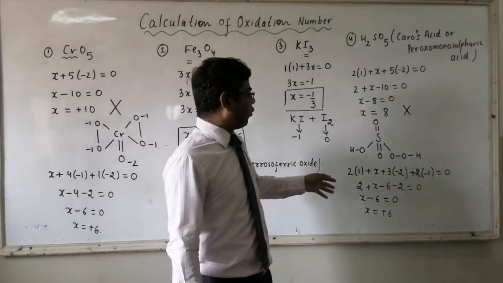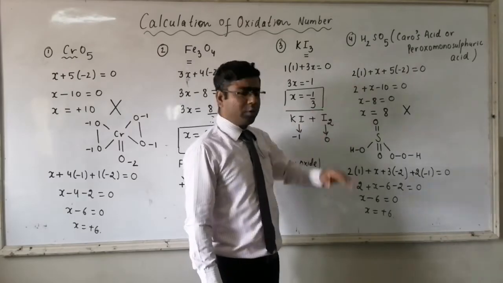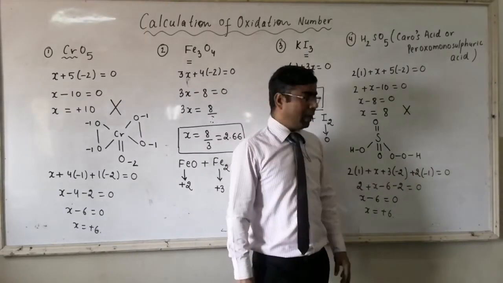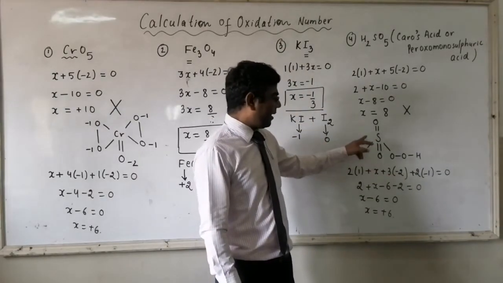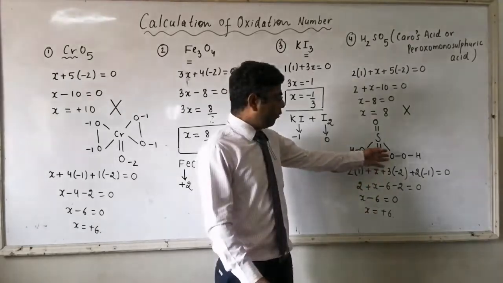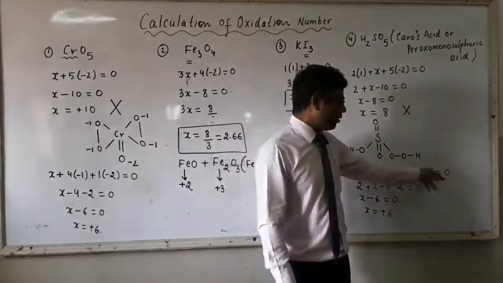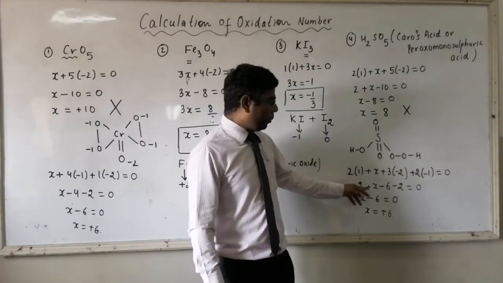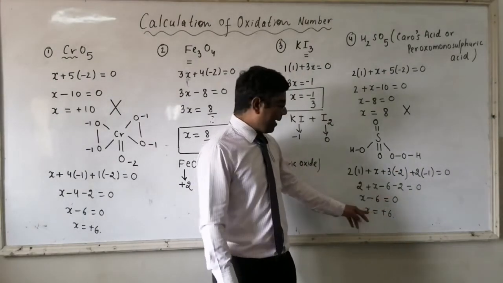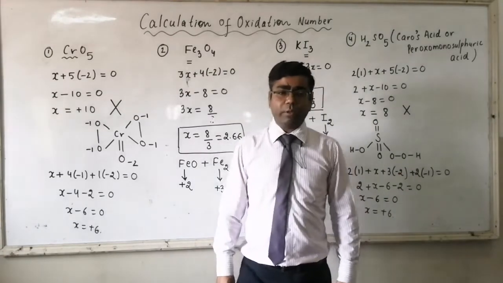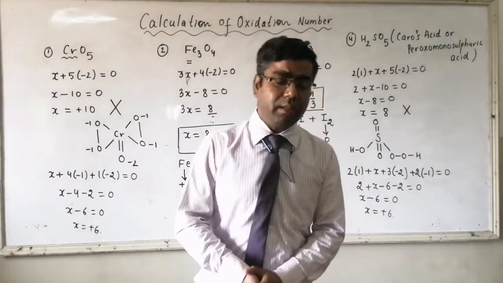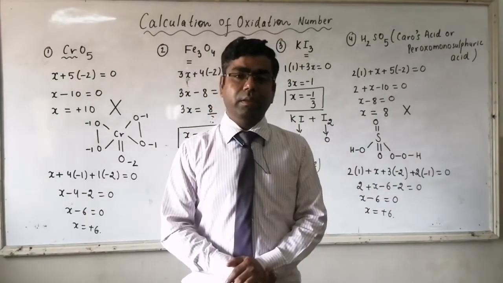So in this manner we can calculate: 2 into +1 for hydrogen, plus x for sulfur, plus 3 into -2 for 3 atoms of oxygen, first, second and third, where oxygen exhibits the -2 state, and for the remaining 2 it is -1, so 2 into -1, equals 0. When we solve it, 2 plus x minus 6 minus 2 equals 0. We get x minus 6 equals 0. So x will be equal to +6. So in H2SO5, the sulfur atom is exhibiting a +6 oxidation state, which is possible.